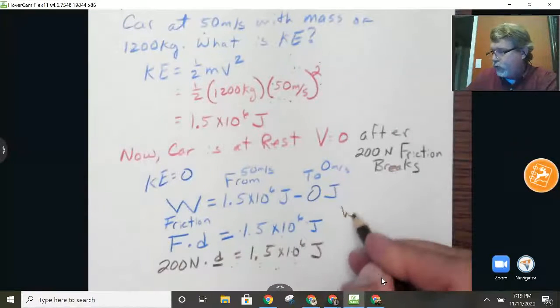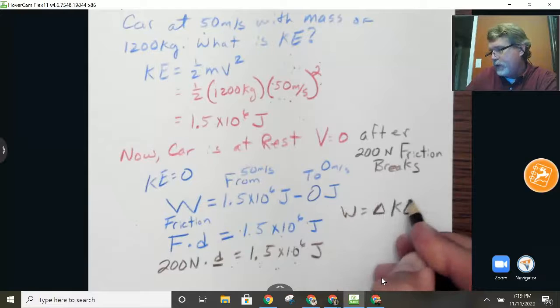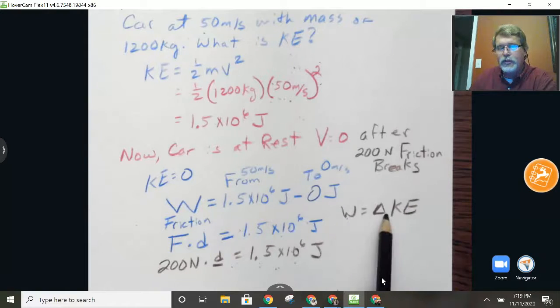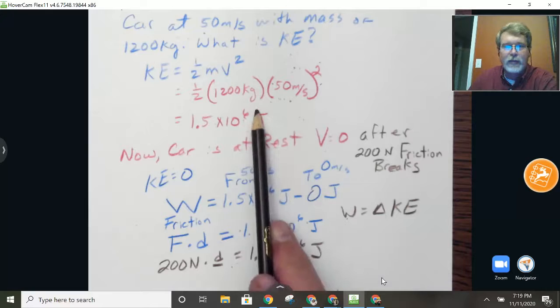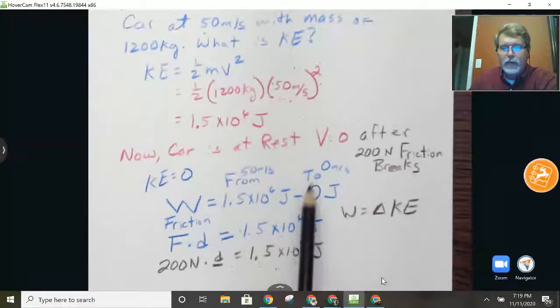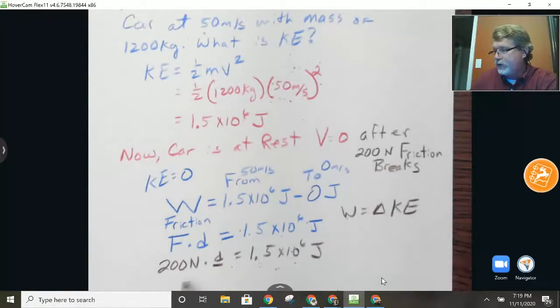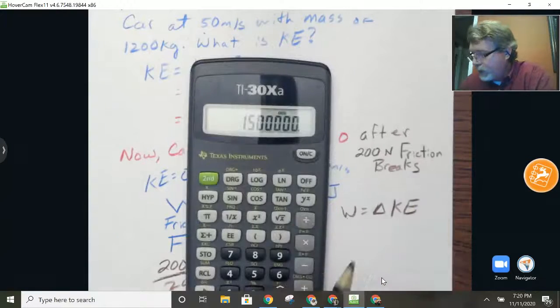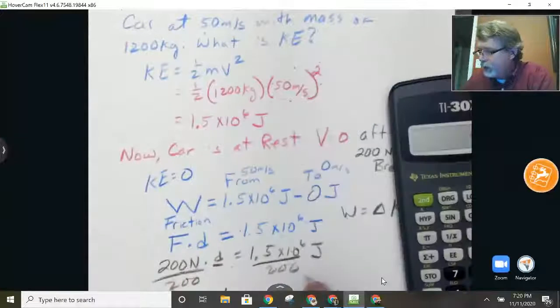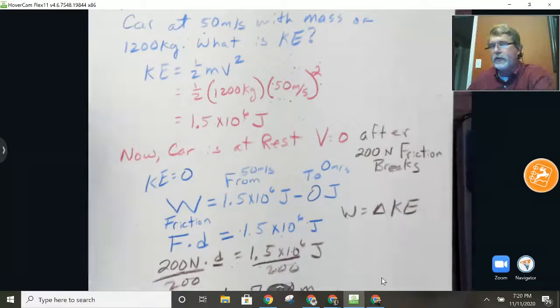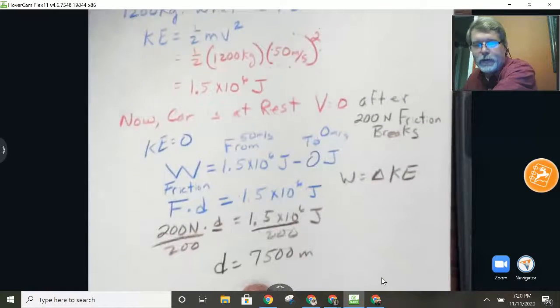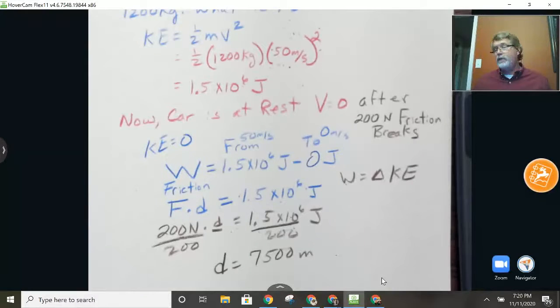So this is how we would use the work kinetic energy theorem, where the work done equals the change in kinetic energy. So you see we had a certain amount of energy. We now have a new amount of energy. We subtract those, and then we set it equal to work. And so this expression, we just divide by 200, and we get the distance equals 7,500 meters. So it's not very much braking force.